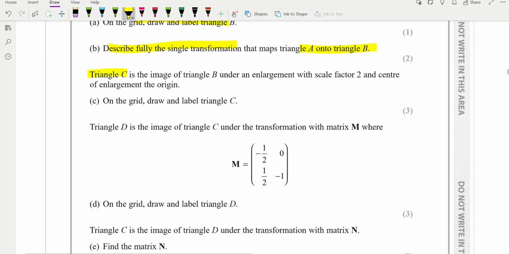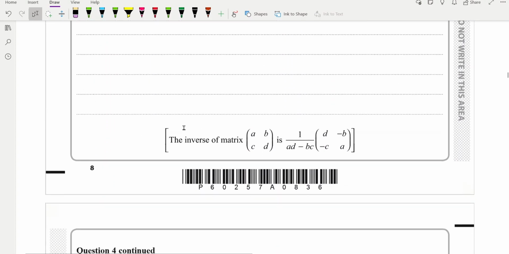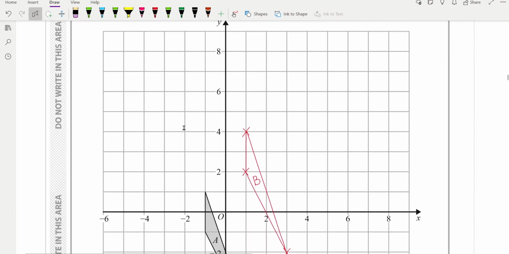triangle C is the image of triangle B under the enlargement with scale factor 2, and the center of enlargement is the origin. So on the grid, draw and label C. So we have to enlarge triangle B, and the center of enlargement should be O. By scale factor 2, we will be enlarging this one. I'll change the color.